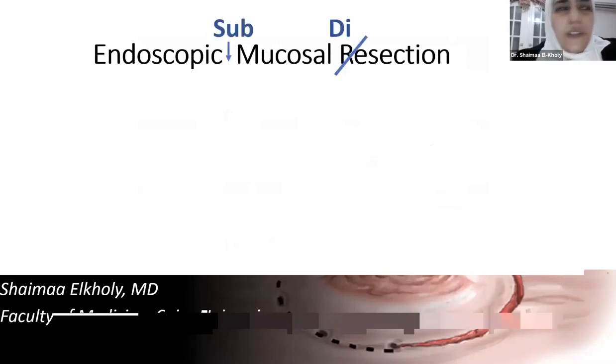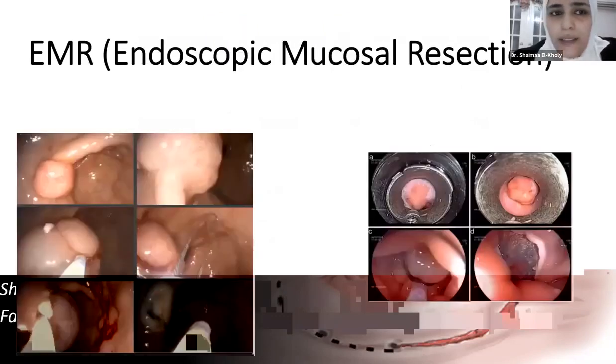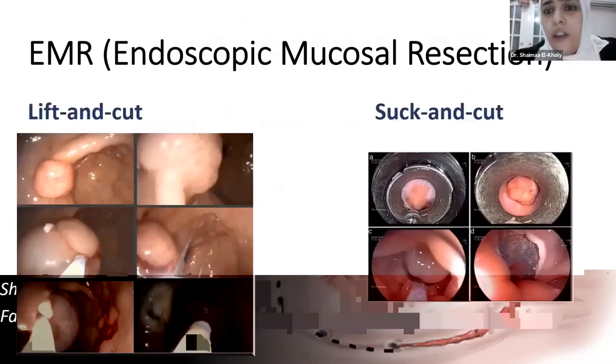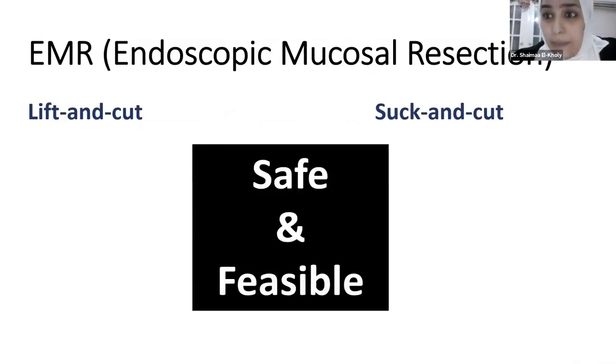As you can see, we just substitute a few letters and now it becomes ESD. So just a gentle reminder, what is EMR? EMR is a snare-based resection. It's either you inject and cut the lesion, or you suck and cut the lesion. EMR is safe and feasible. It's usually done by most of the endoscopists, and you can do it at ease.